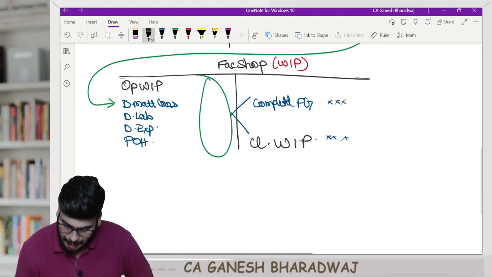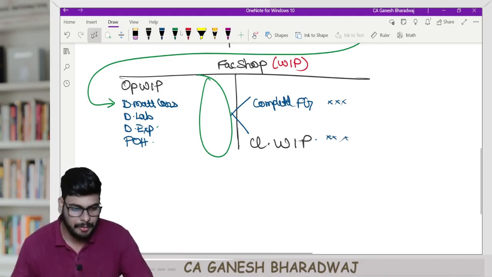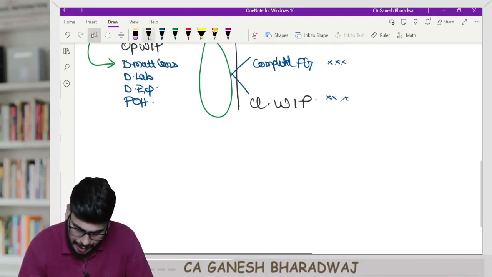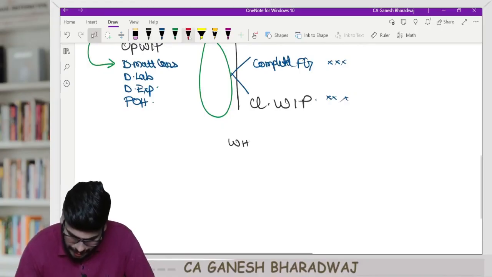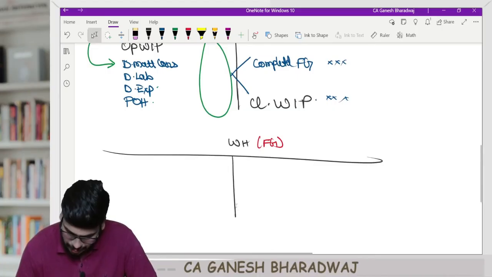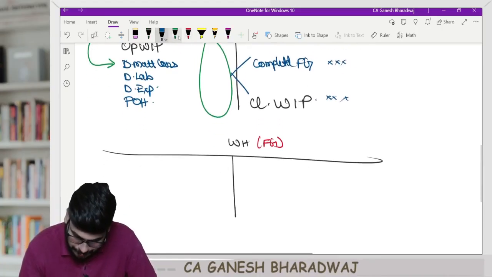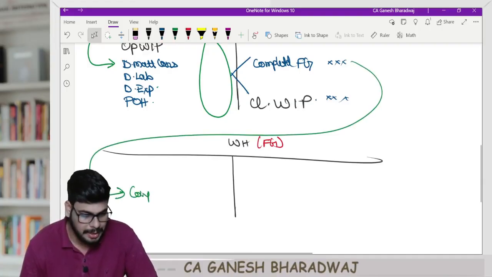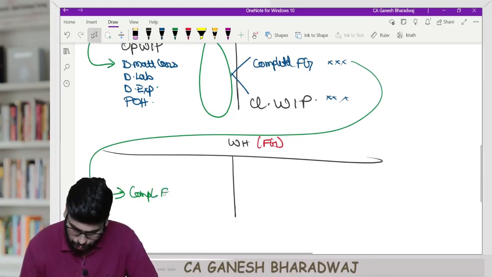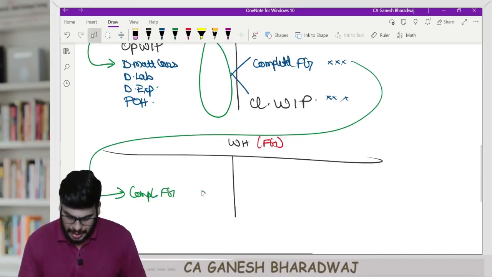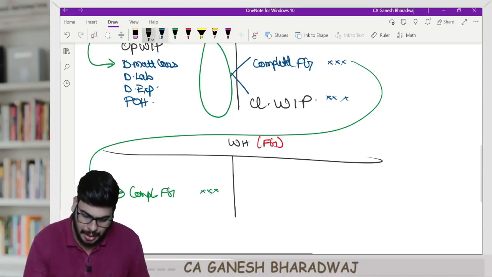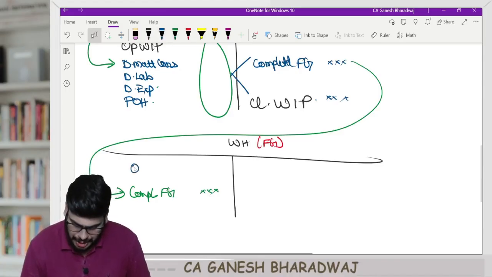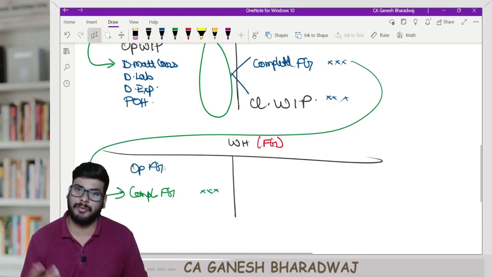Now, these completed units will enter my warehouse area, which is basically the place where my FG is stored. Now, how does this warehouse area look? So these completed units will enter into my warehouse area. Now in this warehouse area, I could also have some opening FG. Are you clear with this? Opening stock of finished goods.